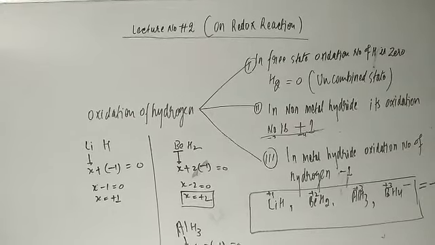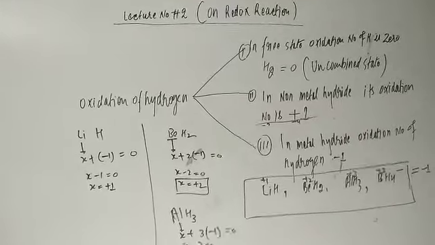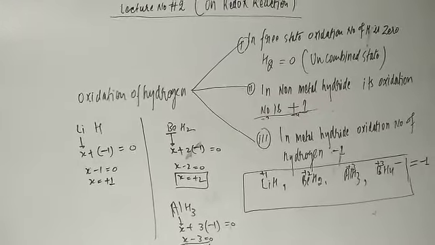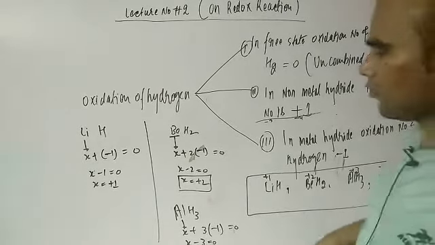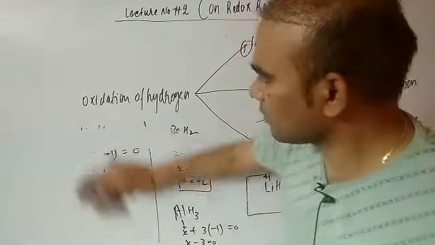Let me shift the camera a little down, student. We need to put it a little down. Now BH4 minus is there, student, that also you try to calculate.